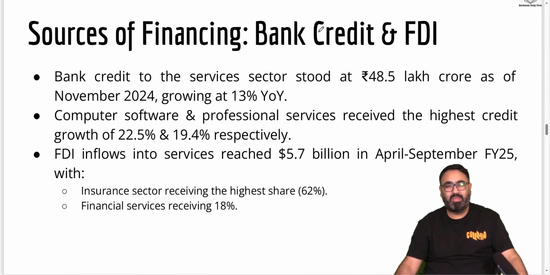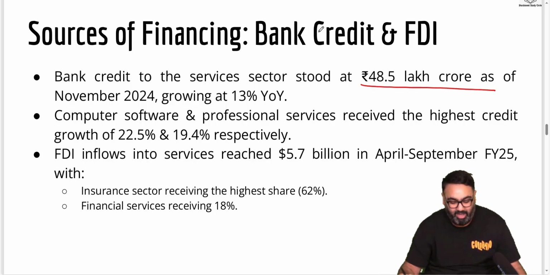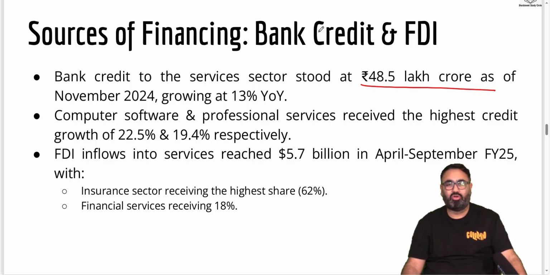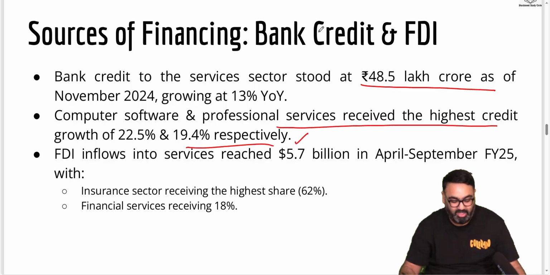How has the financing been? Because all these services need a lot of financing. The banking credit to the services sector has been robust. It has stood at 48.5 lakh crore as of November 2024. So access to bank credit is not really a problem in the service sector. It has been growing at 13% year on year. Computer software professional services have received the highest credit growth, meaning the highest loans are available to them.